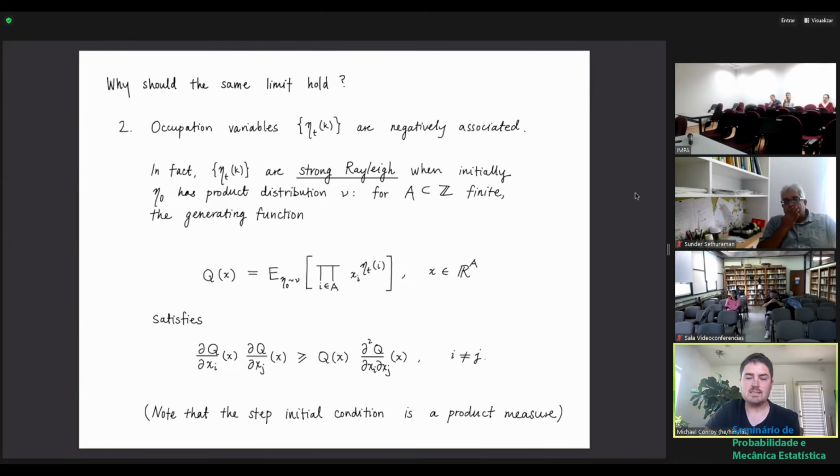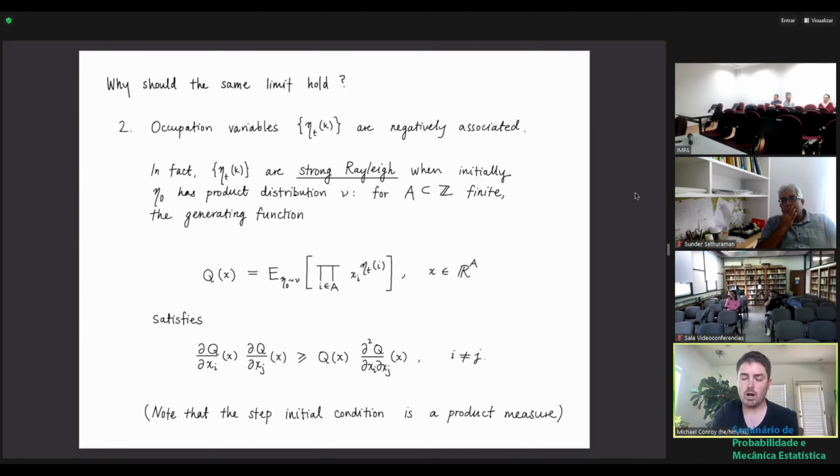So now we have a sum of correlated Bernoulli random variables, and their correlation is of a specific type. It's well known that they're negatively associated for the symmetric system. So in fact, something stronger is true when the symmetric exclusion system starts initially from a product measure. It has a so-called strong Rayleigh property.